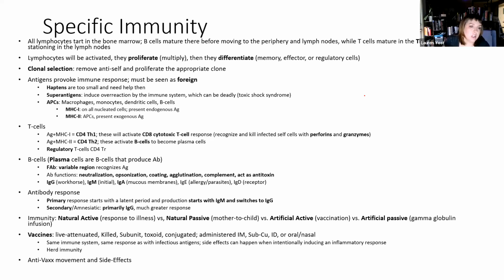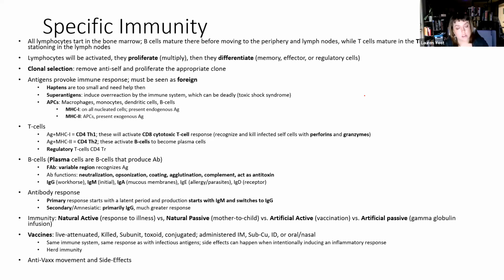All right, clonal selection is removing anti-self. And then it also refers to proliferating the appropriate clone. So we're not going to activate and proliferate everybody every time anything bad is seen, right? We're only going to activate and proliferate the clone that has a reactivity against whatever antigen is being presented. And keep in mind, you can have activation of several clones. There can be several kinds of antigens associated with one infection type. So that can happen as well.